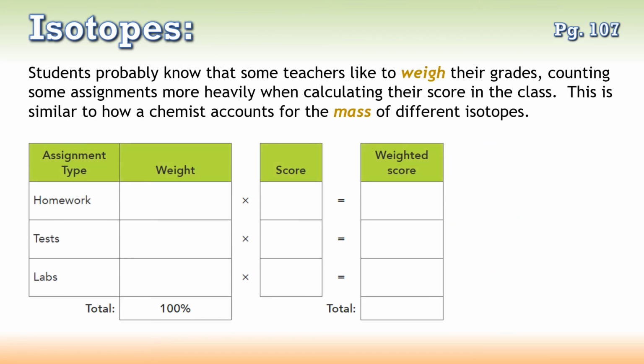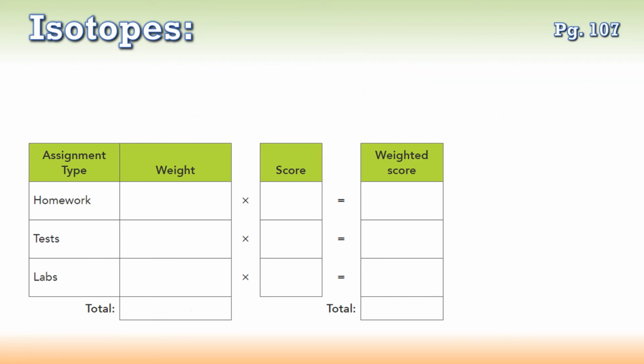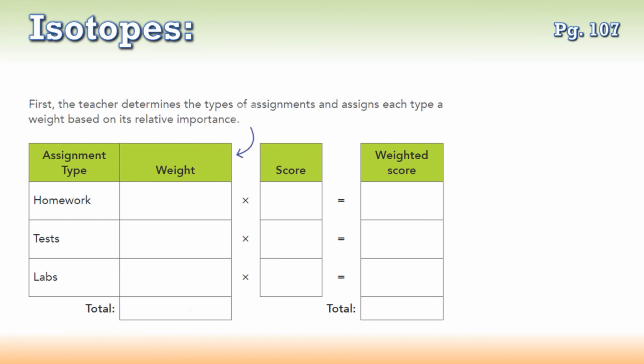Well, in class, we first use an example from our textbook, page 107, where we talk about how teachers like to weigh their grades, how they stress some assignments more heavily than others when calculating a student's final score. So in this example, we have 3 types of assignments: homework, test, and labs. And we are going to first weight the assignments: 20% for homework, 50% for test, 30% for labs.